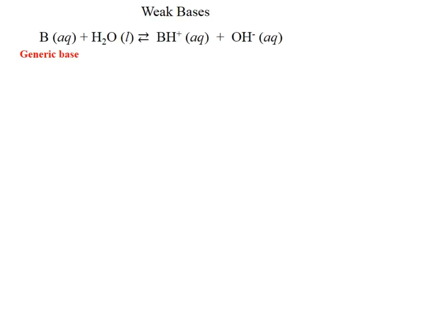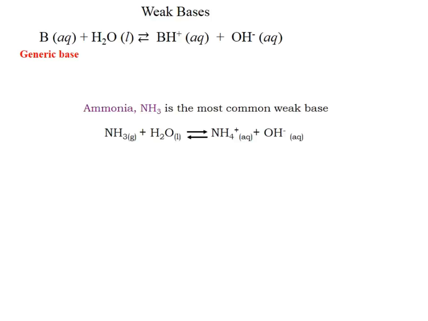Now, here we're going to look at an example. Ammonia is definitely the most common weak base that we are going to learn about. But we're going to learn that ammonia is one of a family of compounds called amines, and all of the amines would serve as weak bases, and we'll talk about that when we get to that section. So here you see ammonia is the base, and it's going to take a hydrogen ion from water, and it's going to form its conjugate acid, which is ammonium ion, and it's going to leave water as hydroxide.